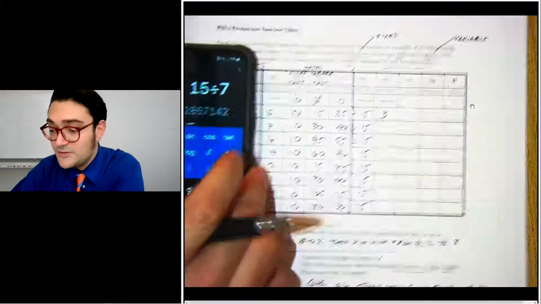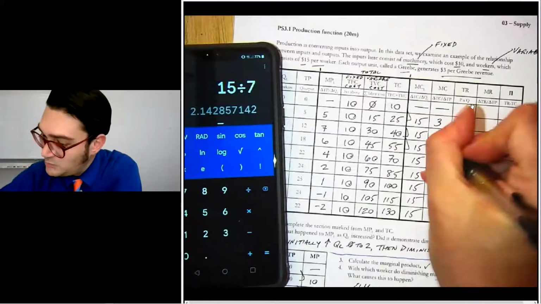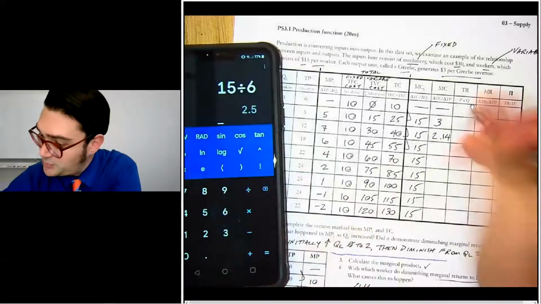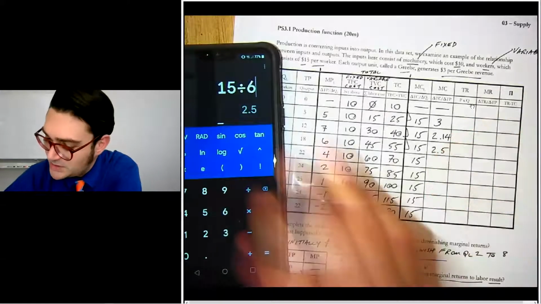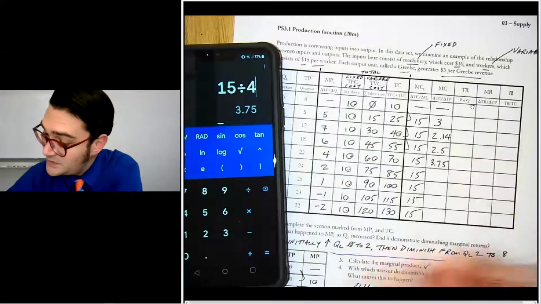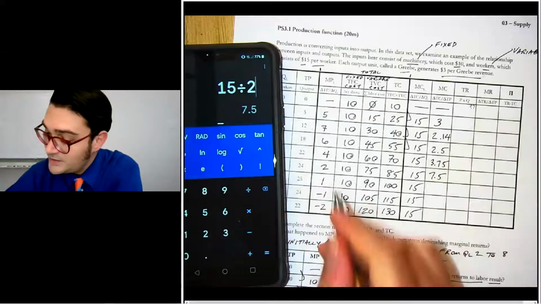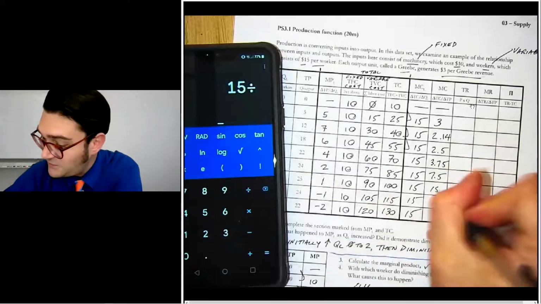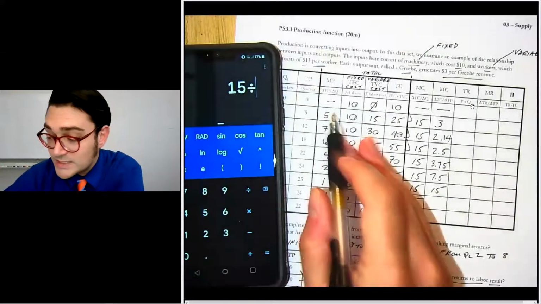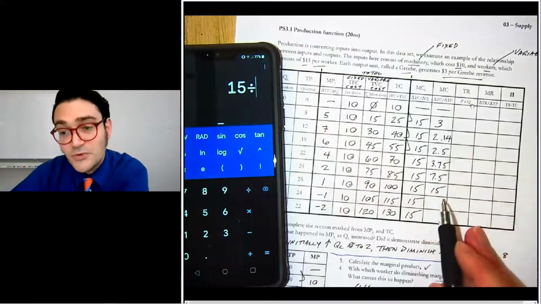I'm going to move that over just a little bit so it's not in my way. 15 divided by 7 is 2.14. And 15 divided by 6 is 2.5. And these are all in dollars. I'm just rounding like that. Divided by 4 is 3.75. Divide by 2, 7.50. Divide by 1, well, we don't need to do that. That's 15. And if you're wondering where these numbers are coming from, I'm dividing by this number because this is the change in total output, right? So this is the marginal cost of every single grebe that we're making.